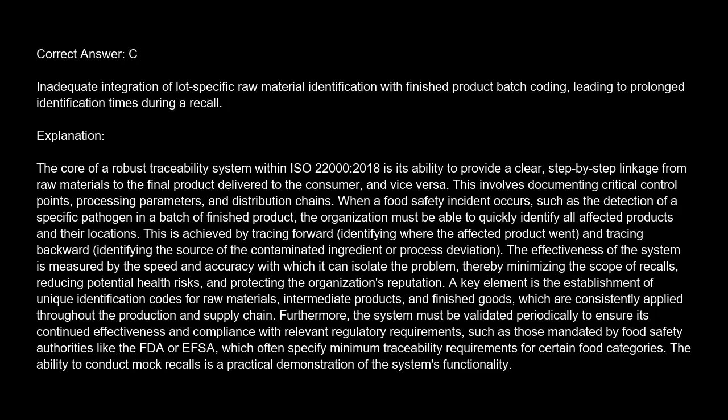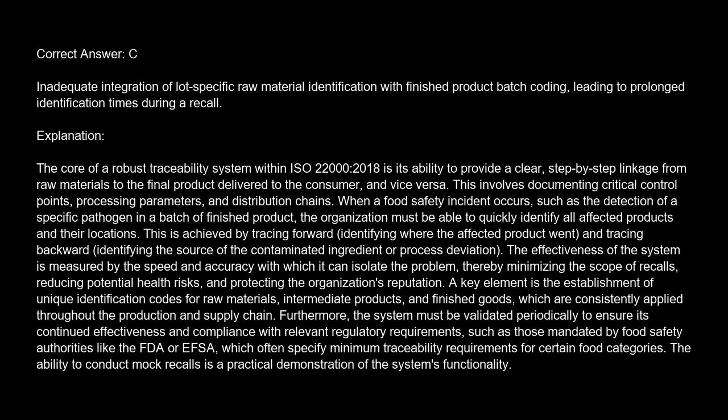The correct answer is C. Inadequate integration of lot-specific raw material identification with finished product batch coding, leading to prolonged identification times during a recall. Explanation: the core of a robust traceability system within ISO 22000-2018 is its ability to provide a clear, step-by-step linkage from raw materials to the final product delivered to the consumer, and vice versa. This involves documenting critical control points, processing parameters, and distribution chains.